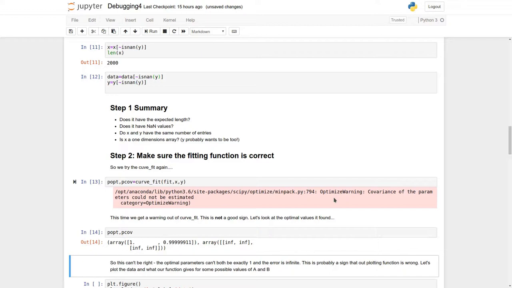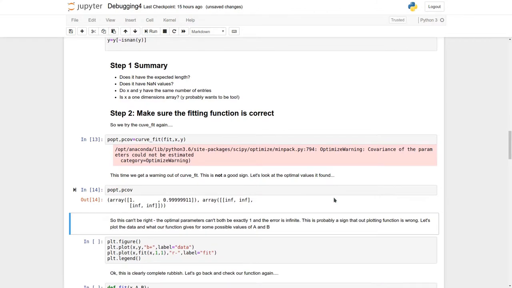When we do that, we can see it clearly must be wrong. First of all, it said the optimal parameters are both 1, or very nearly 1. And then it's said the covariance matrix is infinite. What that basically means is it's just not managed to fit. It's saying the optimal parameters are 1 plus or minus infinity. In other words, they could be anything at all. So this is no good. It's not worked, so we have to work out what's going wrong.